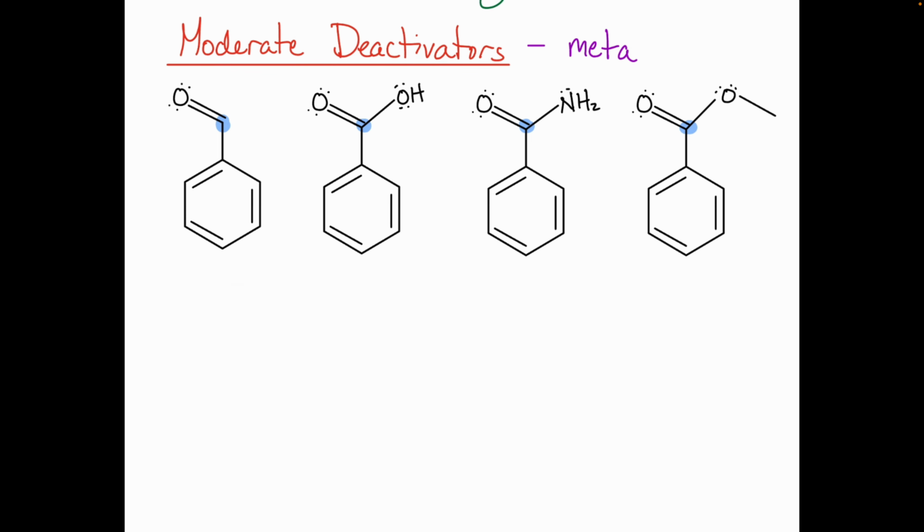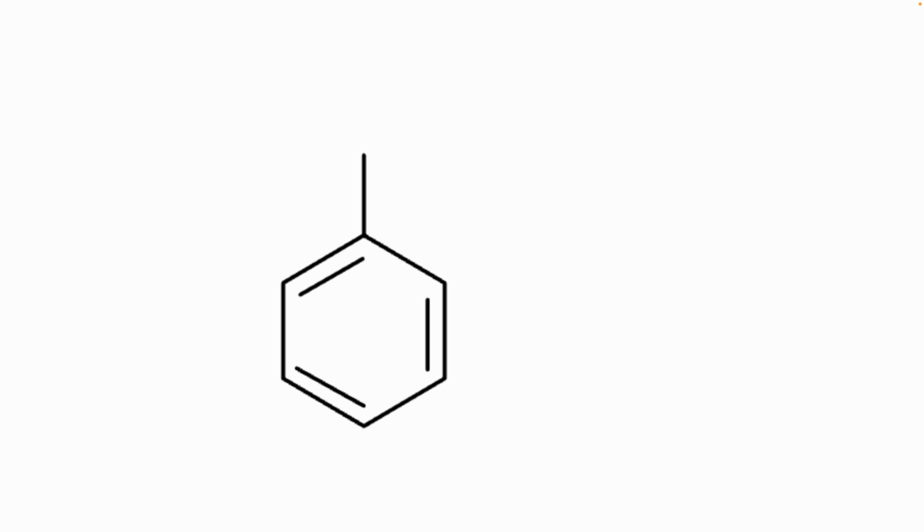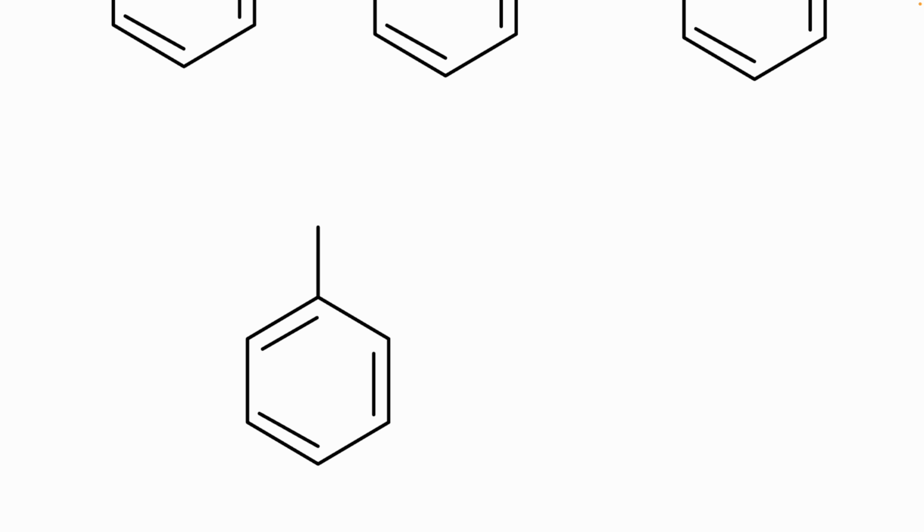There's one more that we're going to add here that's kind of a little bit of an oddball. And this is important to note because we know how to make this one. And that is that sulfonic acid group. And I'm going to draw out the Lewis structure here so we can see why it is still an electron withdrawing group.